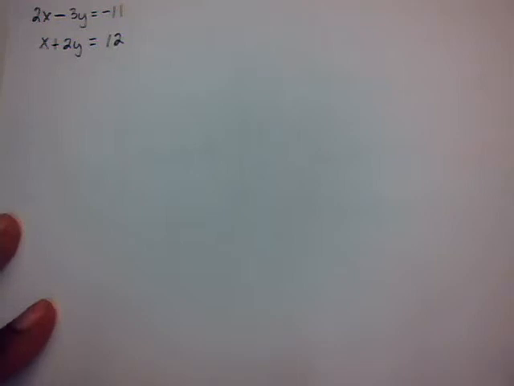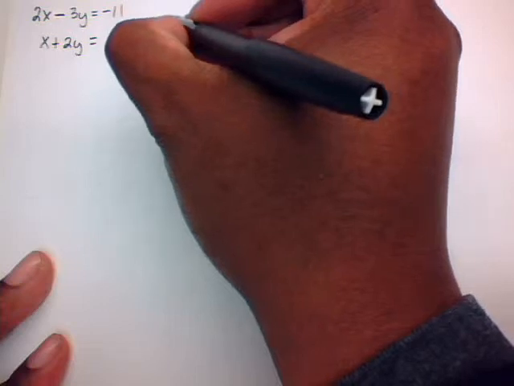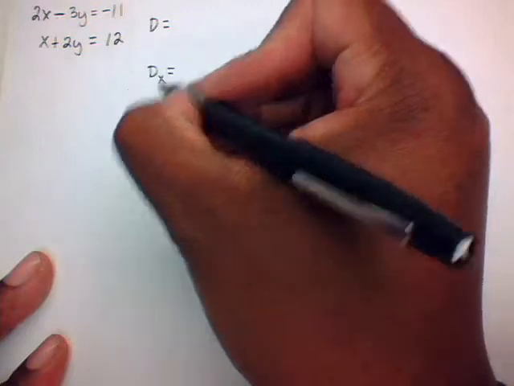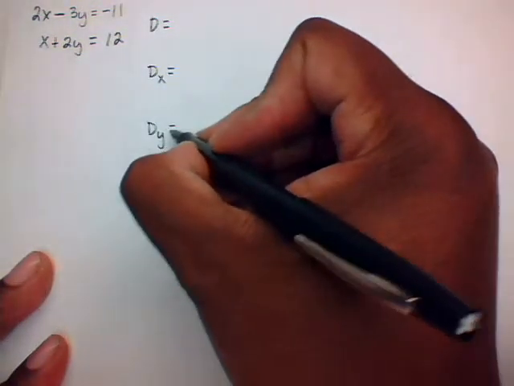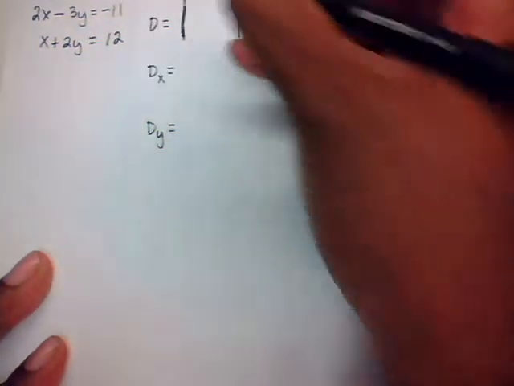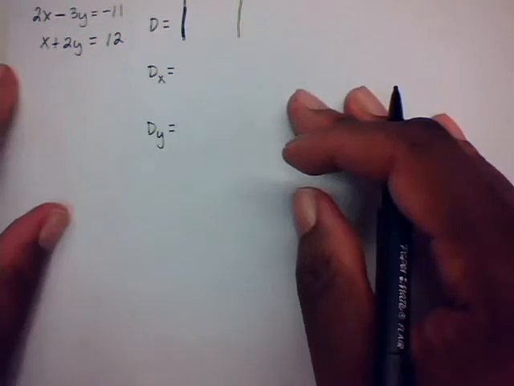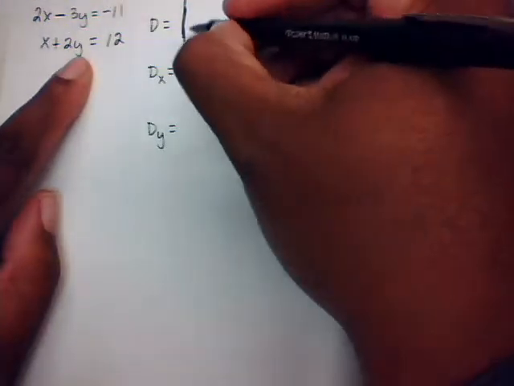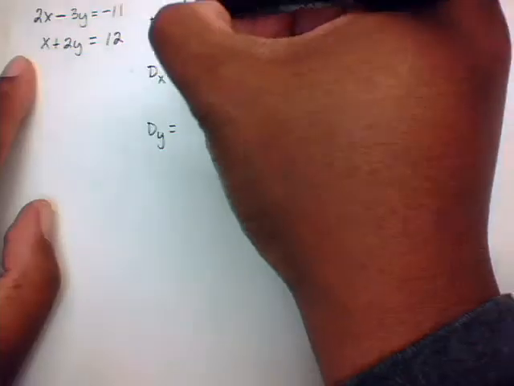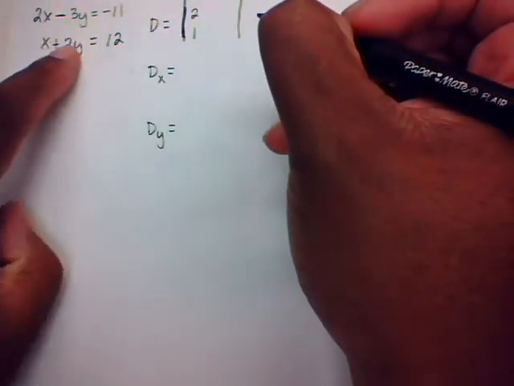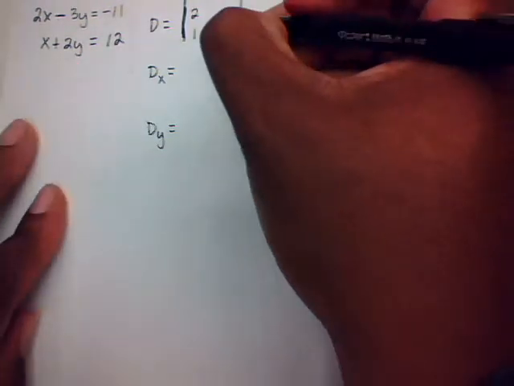Okay. So there are three things we're going to evaluate. We need D, and then we're going to need D sub x and D sub y. And those are represented by determinants. The D will come from the coefficients of x and y. This first column is your coefficient of x, so you got a 2 and a 1 here, so that's going to be this, 2, 1. The coefficients of y are negative 3 and 2.